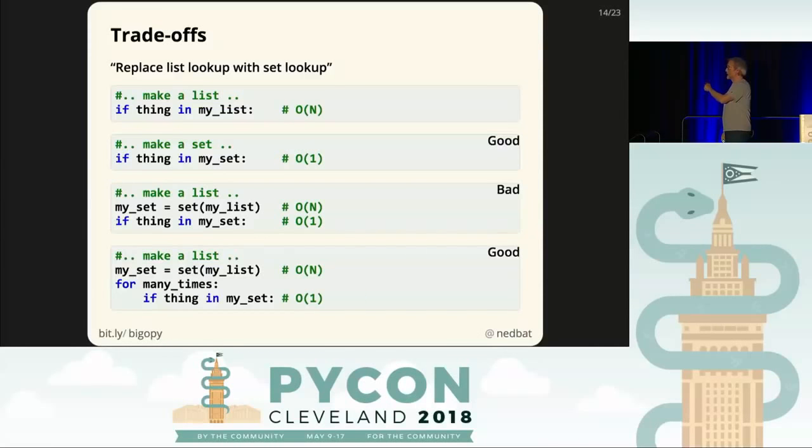A good trade-off would be, even if you're making a list, if you can convert it into a set once and then do many lookups. If you're going to do many lookups in your list, then it makes sense to turn it into a set once. Then you have one O of n and then many O of 1, and your program will go faster. So you always have to keep in mind what the real usage of your code is and where the time is being spent, to decide where you're going to work on reducing the algorithmic complexity and whether it's worth it.